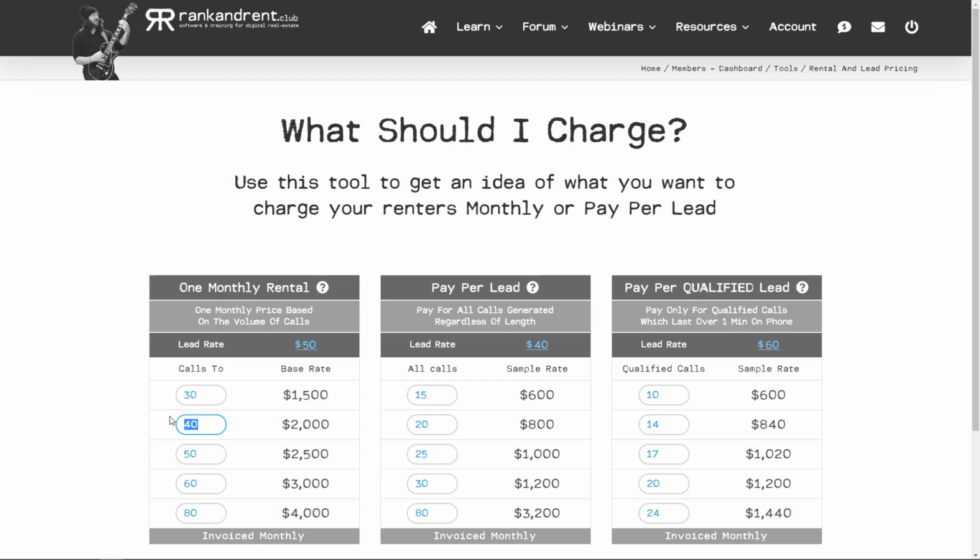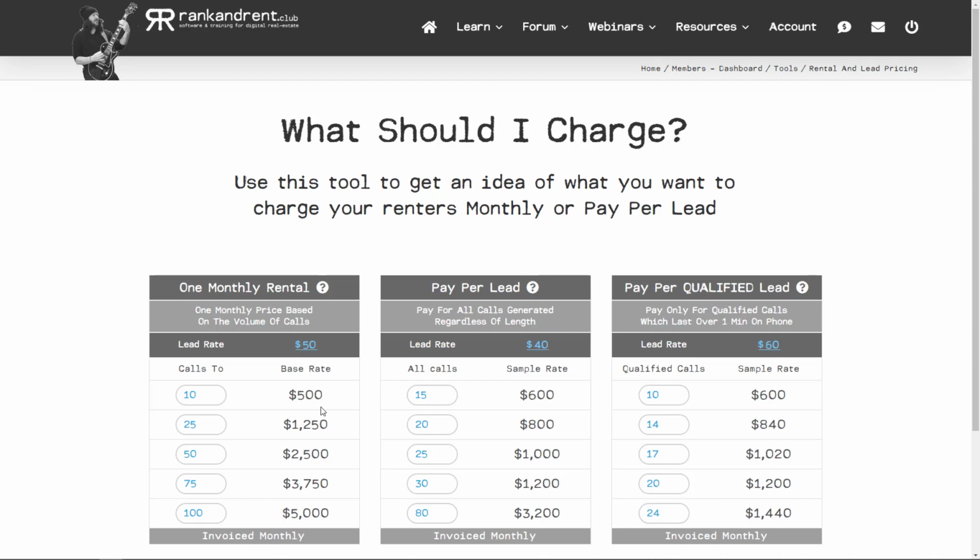And then you can see we also show you at 40 calls, 50 calls, 60 calls, 80 calls, but you can edit any of these values if you want to look at something like 10 calls, 25 calls, 50 calls, 75 calls, 100 calls. You can edit any of these values, okay? And that'll just give you what your rental value should be on a monthly rental option based on your lead rate.